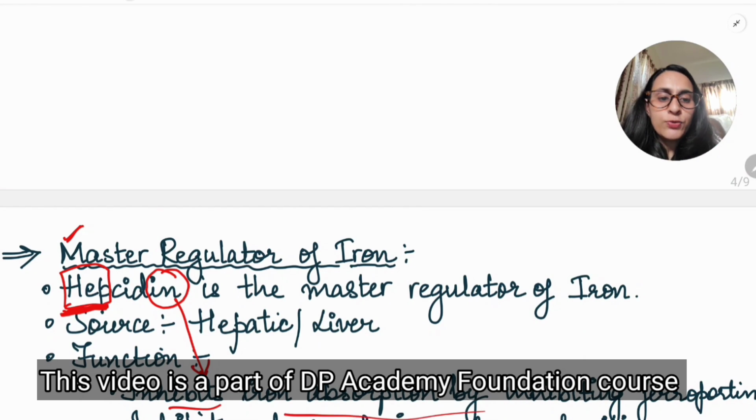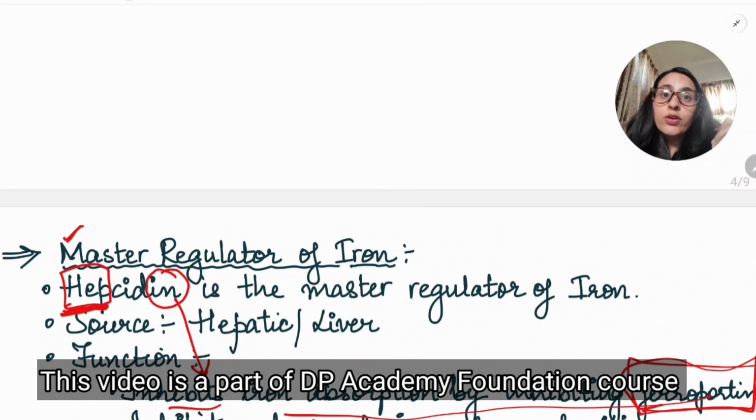It is going to inhibit the absorption of the iron by inhibiting the ferroportin. Ferroportin is the one that ports the iron from the duodenal cell to the blood vessel. If iron is not going to the blood vessel, it is not reaching the bone marrow, right? So though iron is present in the food, it is not reaching the bone marrow for hemoglobin synthesis. That is why we call hepcidin the master regulator of the iron.